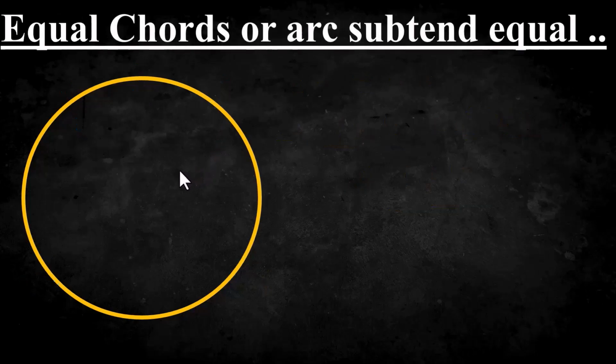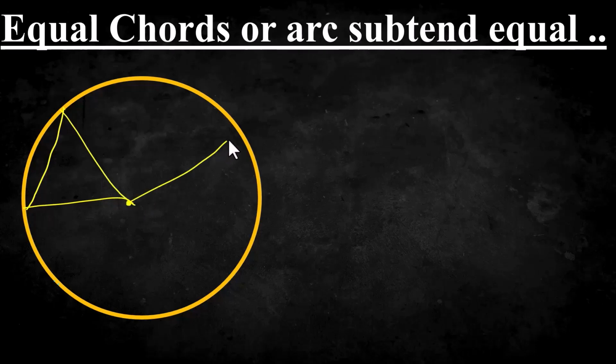Now, we also have equal chords or arcs subtending equal angles at the center and the circumference of a circle. So we can have equal chords at the center here. Let me get a chord here, and we have another one here. So we have a chord, we have a chord. It means the angle here is the same as the angle here. So if this side is 40, this side is also 40.